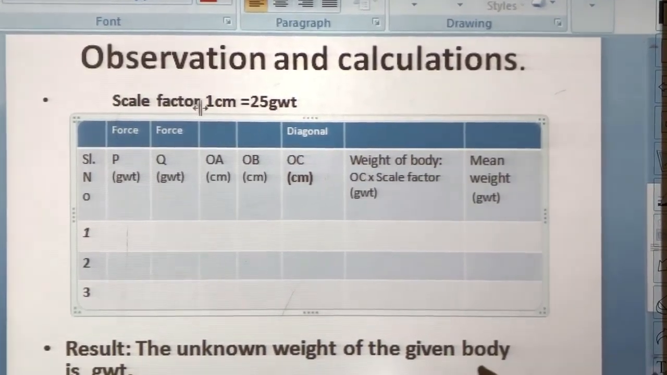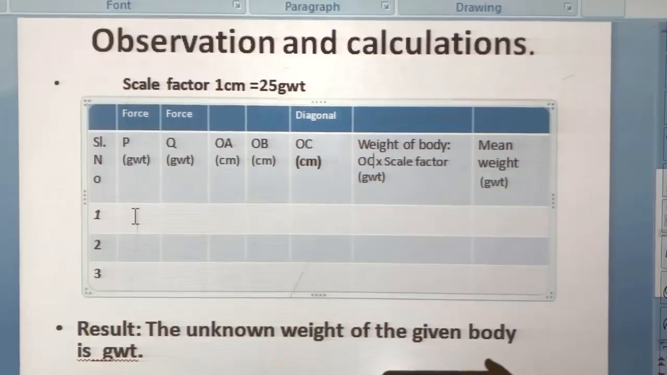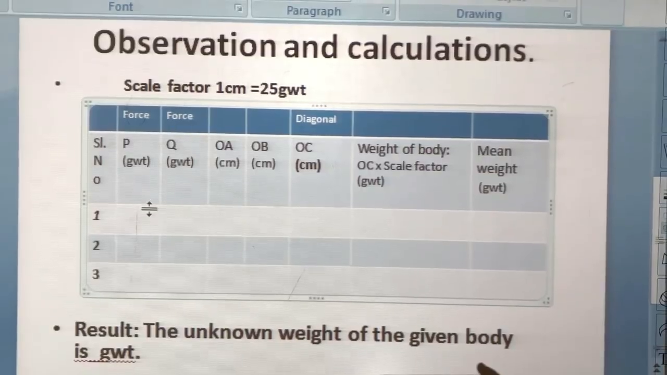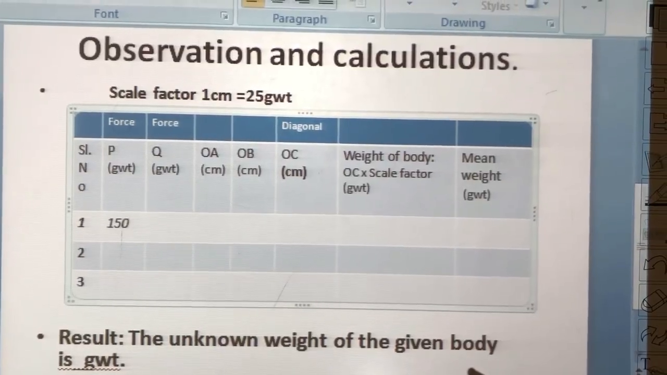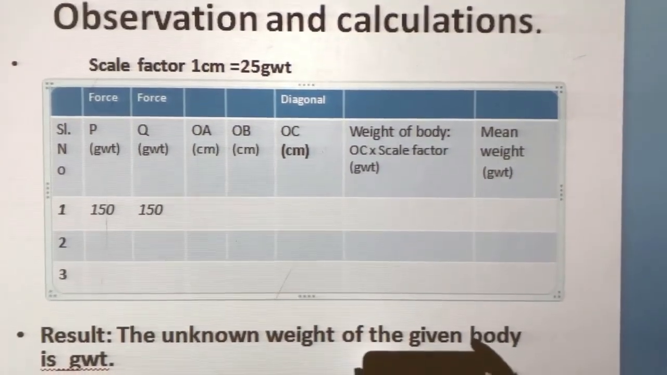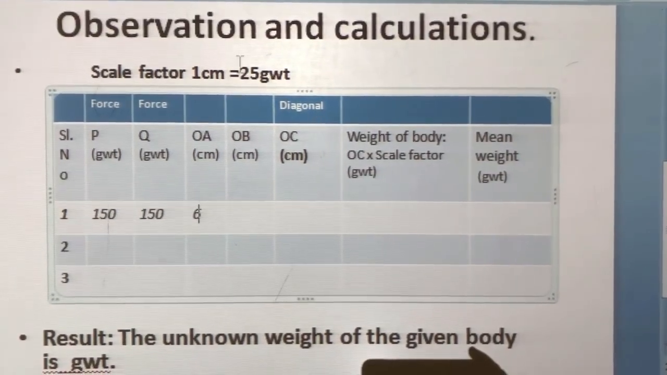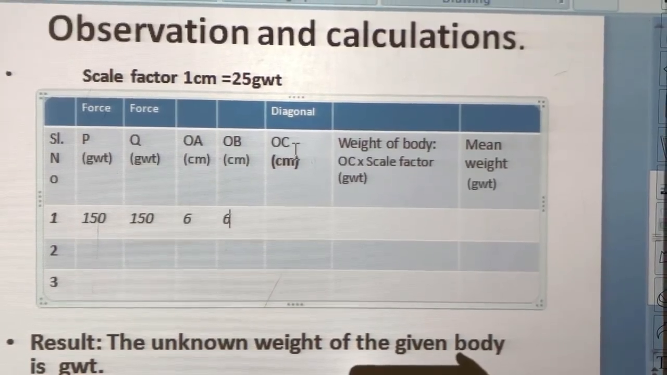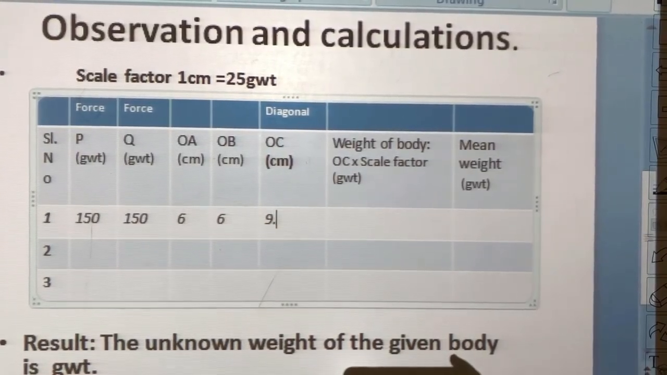So here the scale factor, as we have decided, is 1 centimeter equal to 25 gram weight. The suspended weights over the two pulleys represent P and Q. We have seen that P was 150 gram weight, and similarly Q was also 150 gram weight. We measured OA as 6 centimeter. Similarly, OB was also measured as 6 centimeter, and OC, the diagonal, was measured to be around 9.4 centimeter.